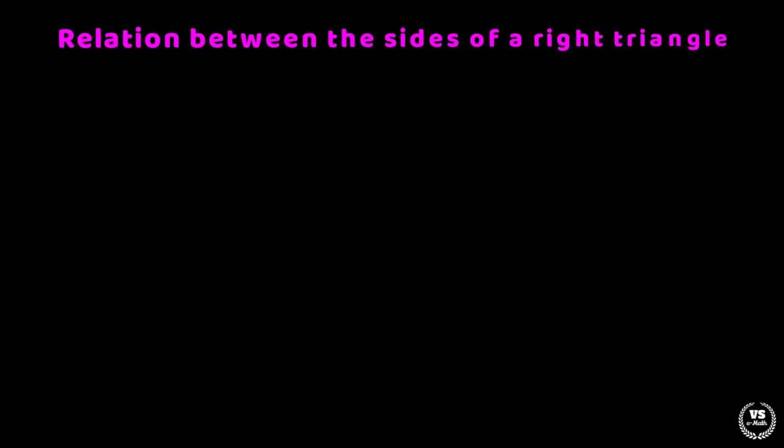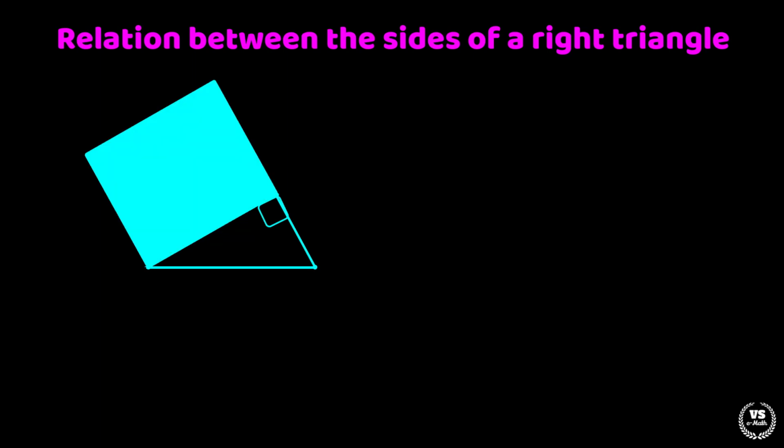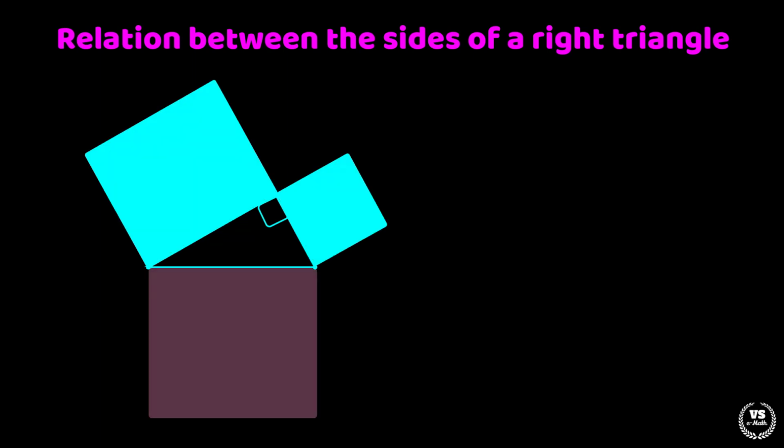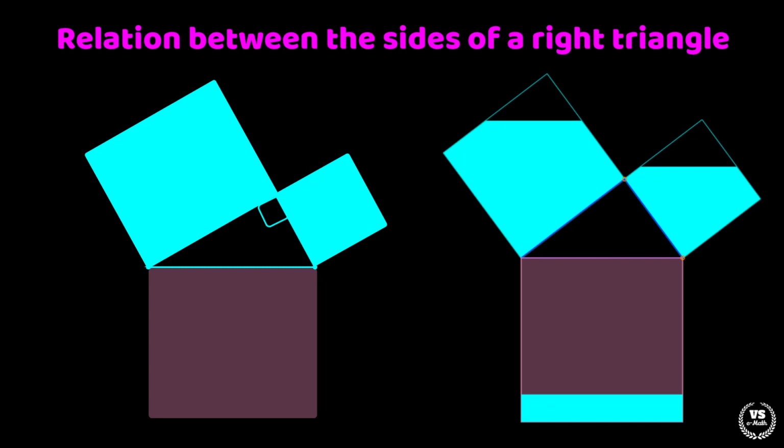Hi children, in today's class, let's take up the relationship between the sides of a right triangle. This is probably one of the greatest discoveries in the history of mathematics. When a triangle has a right angle and if squares are made on each of the three sides, then the biggest square has the same area as the other squares put together.